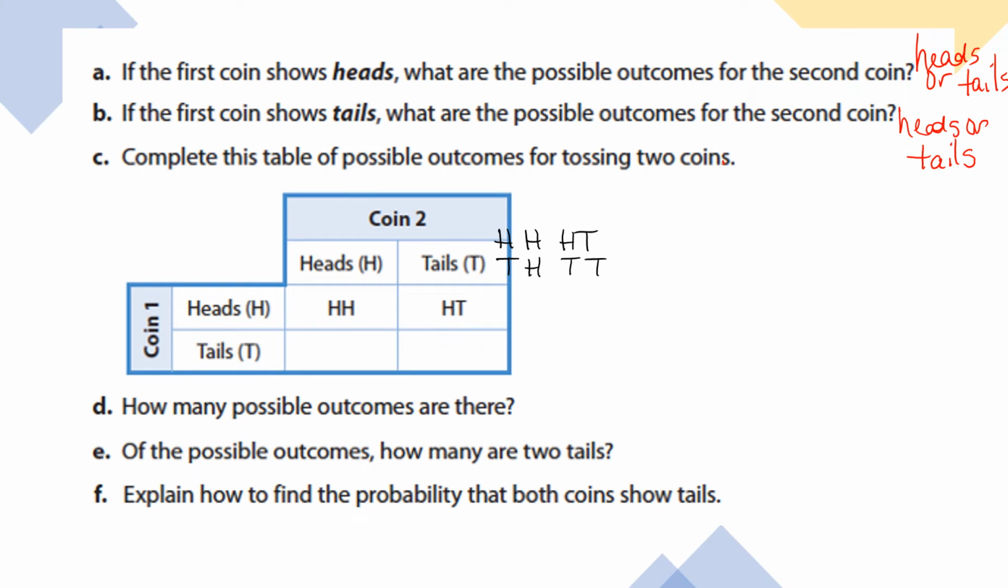So this thing says complete the table of possible outcomes with tossing these 2 coins. So here we had our 2 coins. Coin number 1, if it lands on heads, coin number 2 could also land on heads. So that's how we ended up with H and H. If coin number 1 landed on heads and coin 2 landed on tails, that's how we end up with an H and a T, heads then tails.